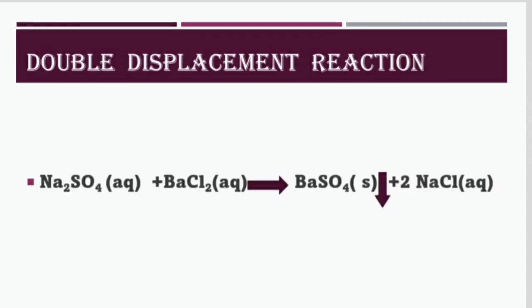Now let's see one example. Sodium sulfate plus barium chloride gives barium sulfate plus sodium chloride. Now if you see, sodium and chlorine, they combine, and sulfate and barium, they join. This is known as exchange of ions between the reactants. Now here the two solutions, that is sodium sulfate and barium chloride, they are mixed together to produce an insoluble solid, which we call precipitate, that is barium sulfate. The symbol of precipitate is shown as an arrow that is moving downwards.